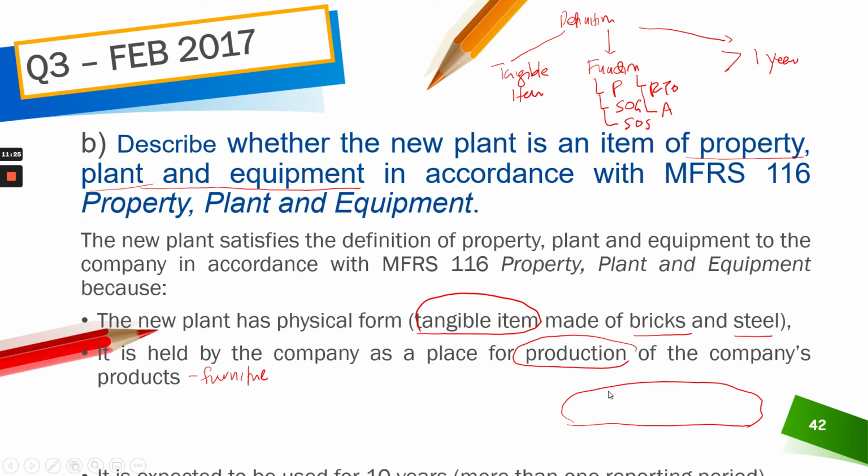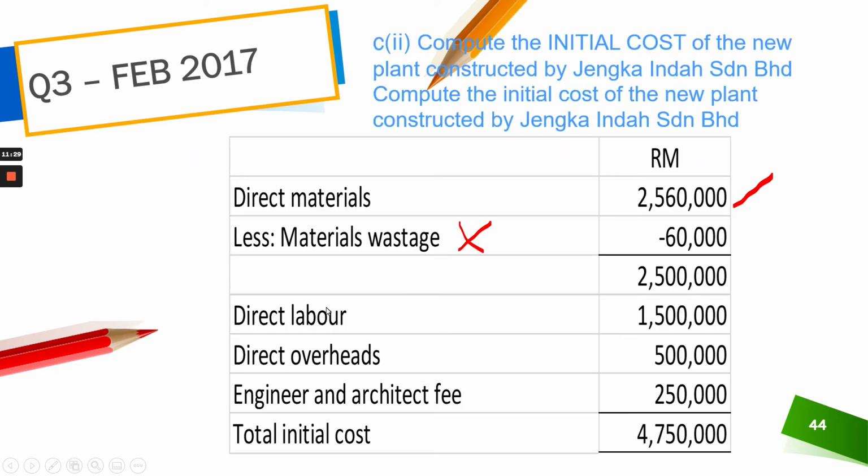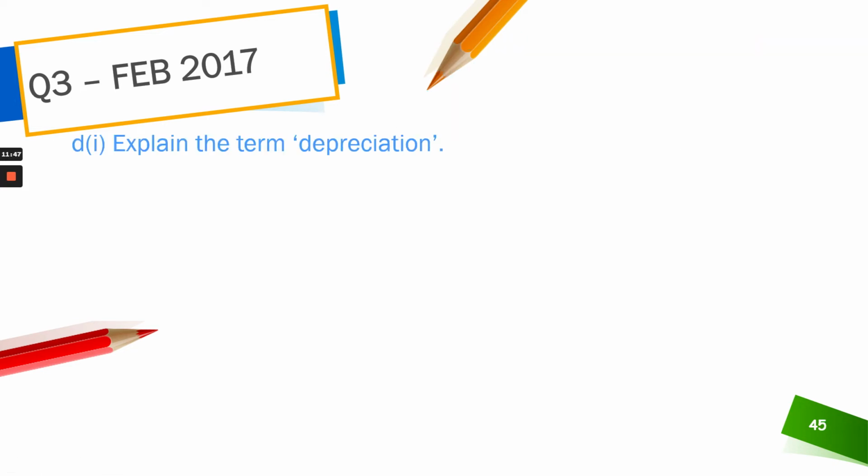So we go back to the part that we were calculating just now, right? So direct labor, direct overhead, and engineer and architect fees. Do you have any other material inefficiencies that should also be excluded, right? So the total initial cost is 4750 million.